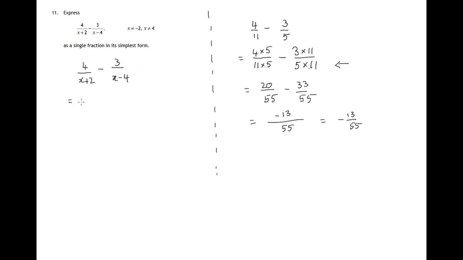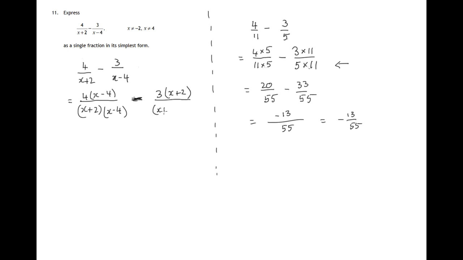So we attempt to do this in this case. x plus 2 and x minus 4 are just behaving like the 11 and 5. Notice we're multiplying the bottom of the first fraction by the bottom of the second fraction here. So let's see if that'll work in this case. Multiplying top and bottom of the first fraction by x minus 4, and subtracting, let's multiply the top and the bottom of the second fraction by x plus 2.